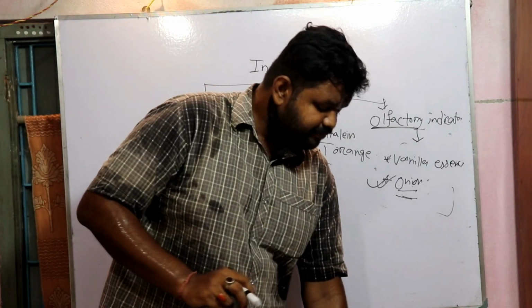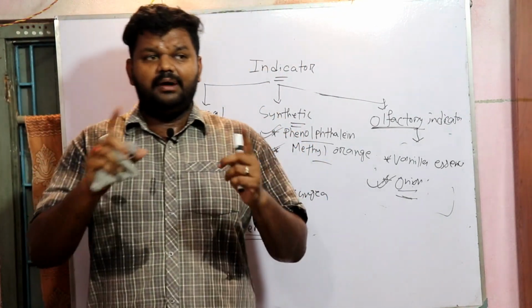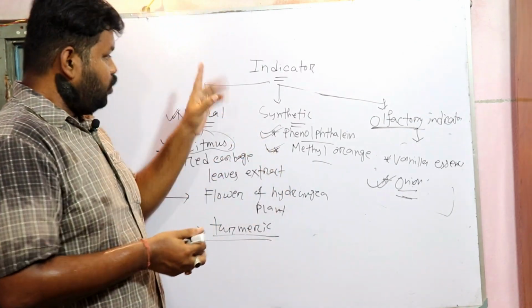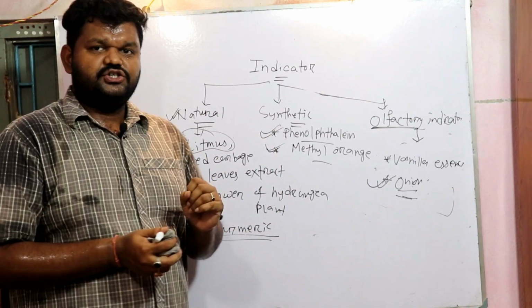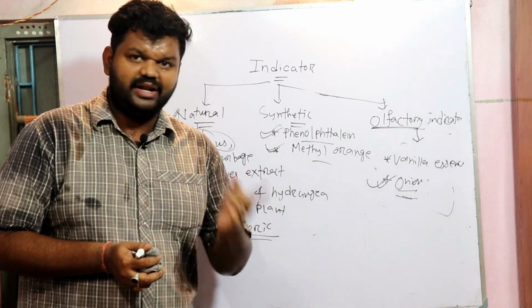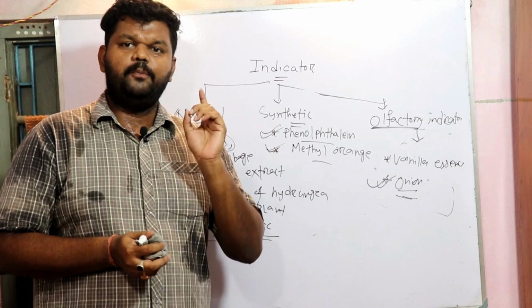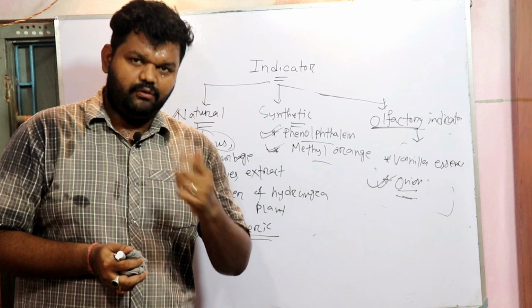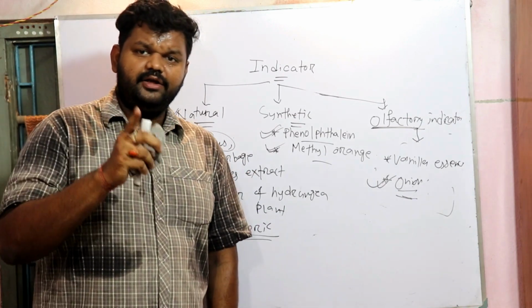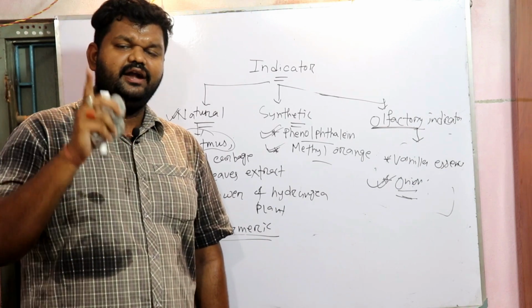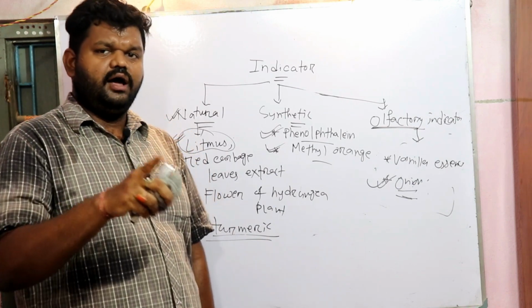Now see, you will get a screen right now, you will get the total list of indicators with their smell and their color in different solutions on the screen. Right now you have to pause it and write it in your copy, and after that we will continue our class. So right now here is your list of indicators with different colors and odors in different solutions.